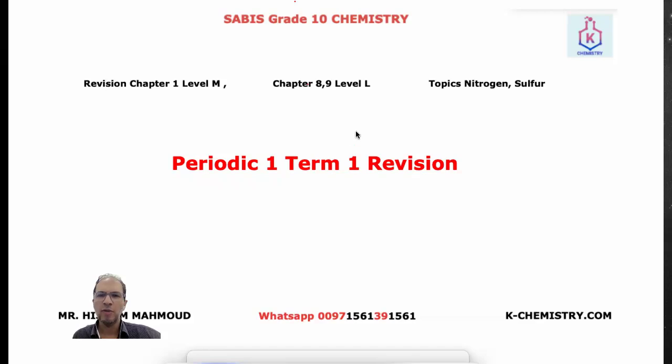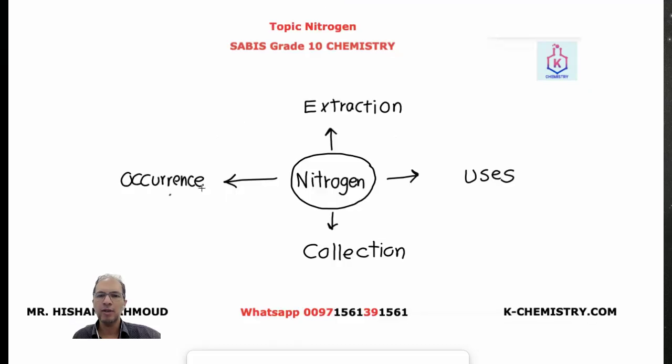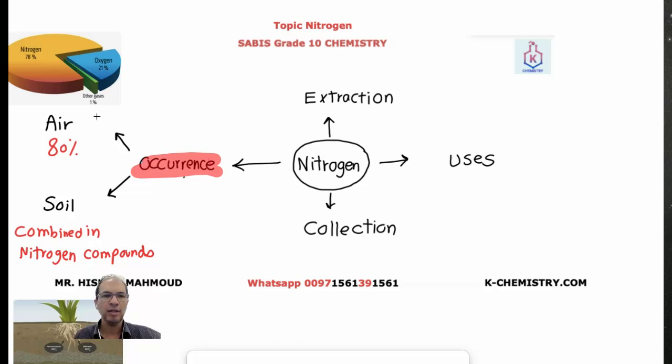Let's have a very fast review about the nitrogen topic so that we can use it for periodic one, term one revision for grade 10 SABIS. And we'll take what are the occurrences of nitrogen, how can we extract it, and how can we collect it, and then the uses.